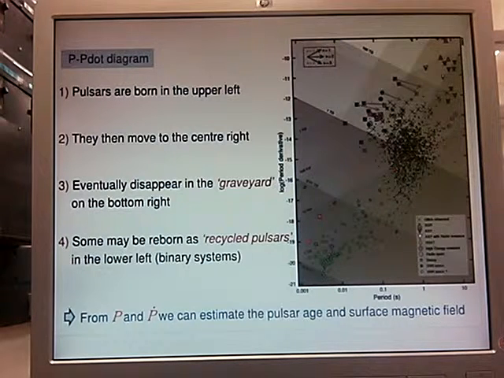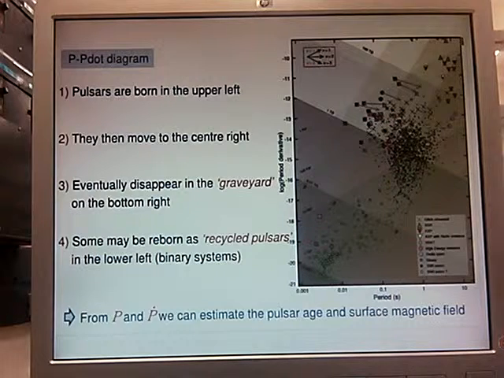Then they disappear into the graveyard, which is at the bottom right of this diagram, because they've spun down and really lost the ability to beam, etc. Then, if they happen to be recycled through this mechanism, they get reborn as the millisecond pulsars, and those are in the lower left.